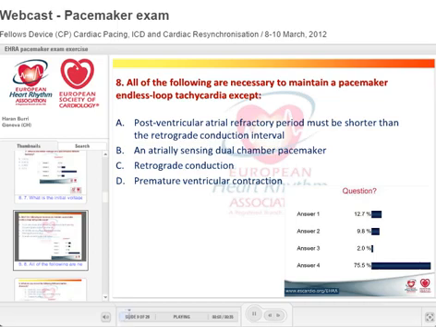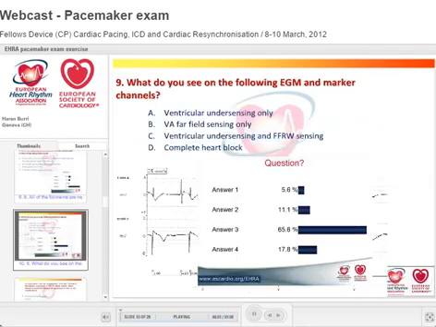All of the following are necessary to maintain a pacemaker endless loop tachycardia, except, go ahead and vote. Okay. That's good, 75%. That's the correct answer. The little trap there is the word maintain. This is where little words can make a big difference. The premature ventricular contraction can initiate a PMT, but it's no longer necessary to maintain it. Well, most of you got that right. Very good. Okay, next question.